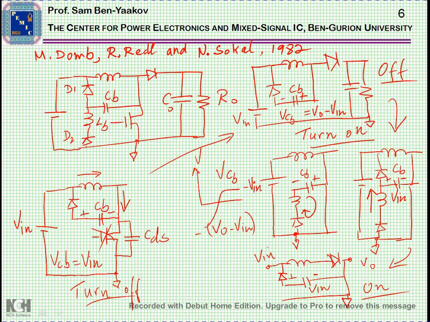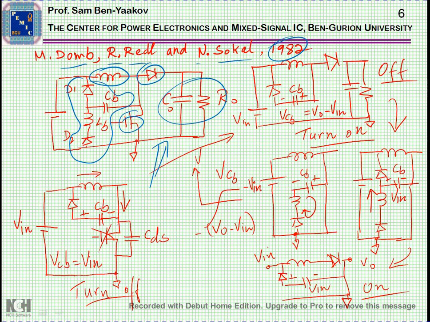And this is exactly what this snubber is doing. And this snubber was suggested by Moshe Domb, Richard Redl, and Nathan Sokal in 1982. Credit is to them. And this is the basic circuit. I'm showing here the snubber around a boost converter. The boost is this inductor, the diode, the transistor, the output section. And the snubber is this part here. It consists of two diodes, an inductor, plus a capacitor.